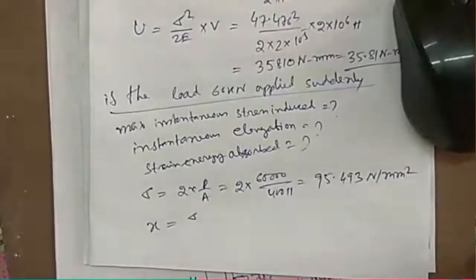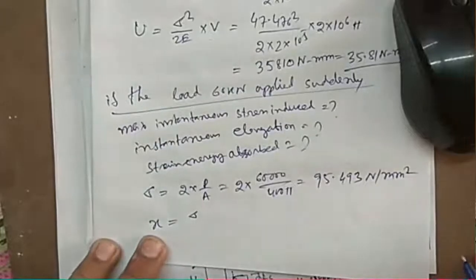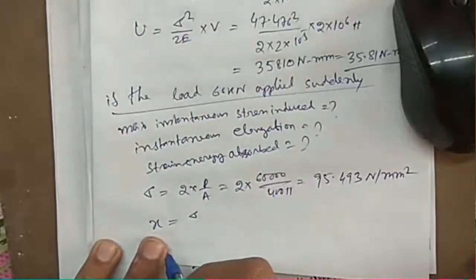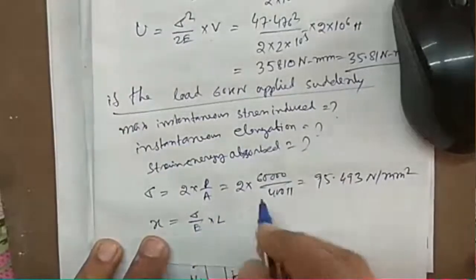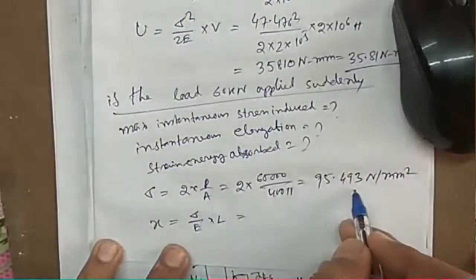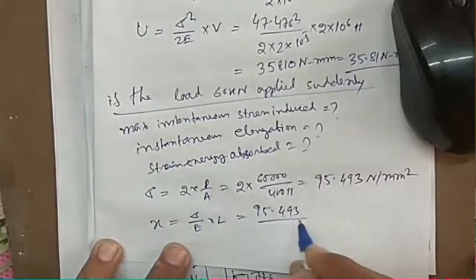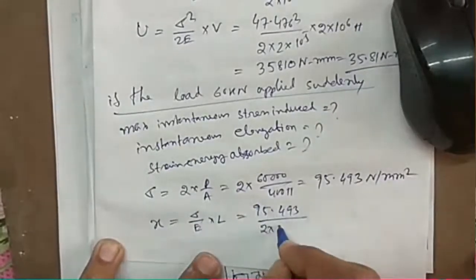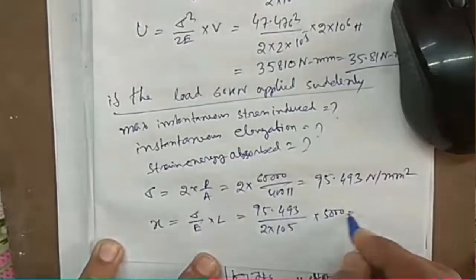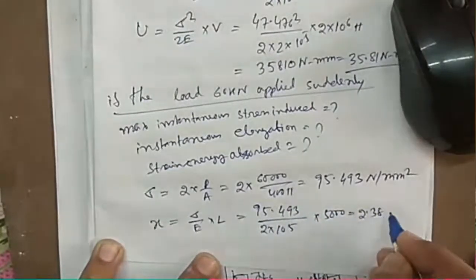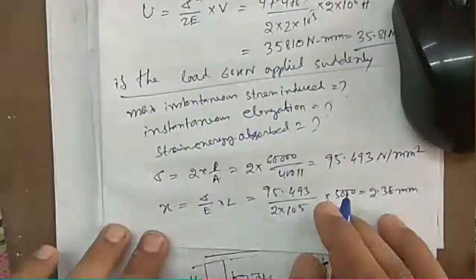Okay, so now the formula of X is well known, sigma by E into L. Put this new value of stress here, 95.493 by E, which is 2 into 10 to the power 5, into length 5000. We get 2.38 millimeter, just twice that of the previous.